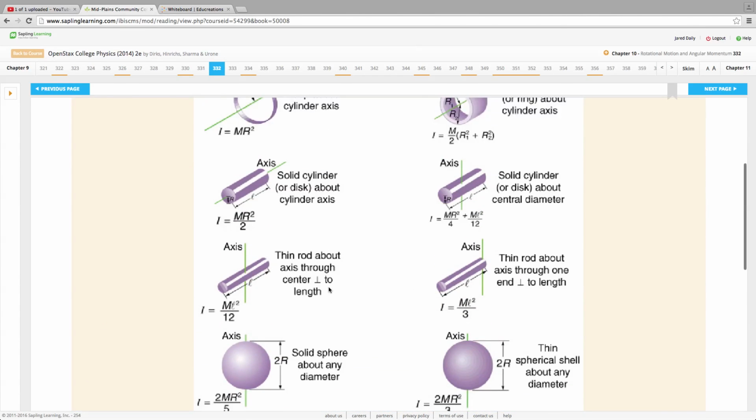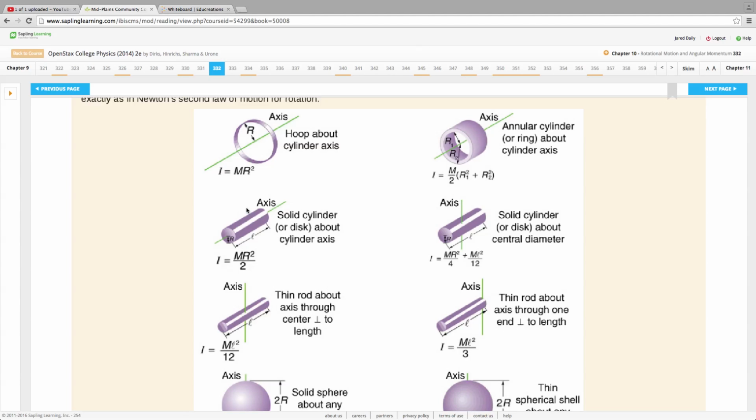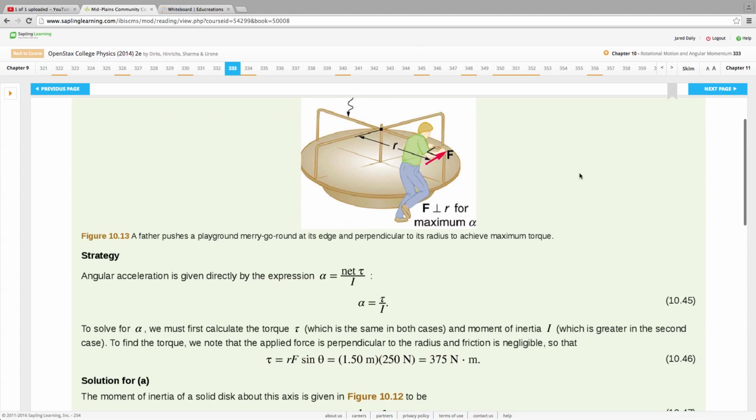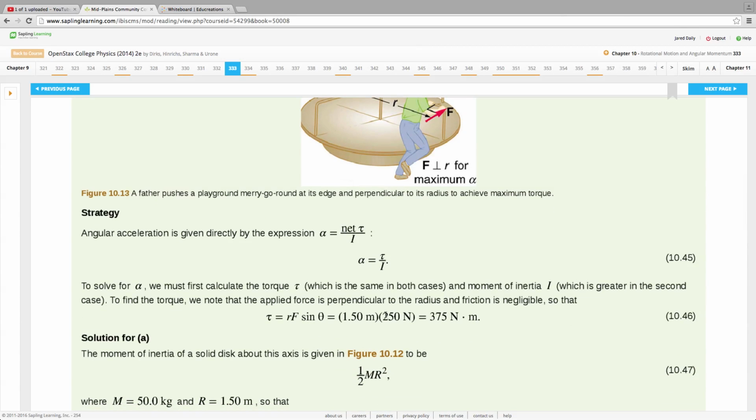It's right here. So a solid cylinder or a disc, it's the same one, rotating around its center axis, ends up having a moment of inertia of the mass of the disc times the radius squared divided by 2. So we just use that. We can calculate from the net torque equals I times alpha that alpha equals torque over I. And if we know what I is, which we can calculate, then we can be done with this problem.